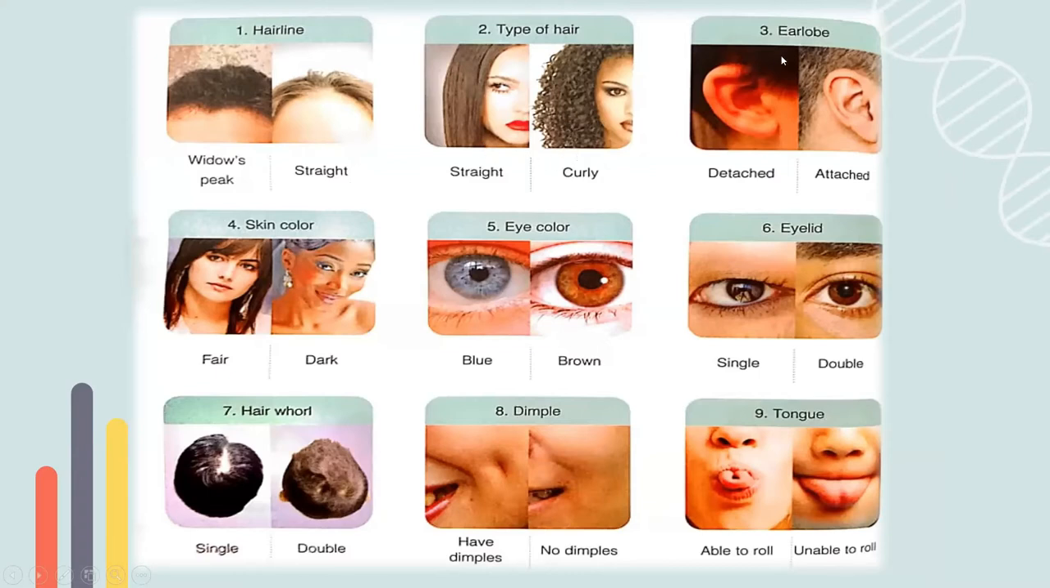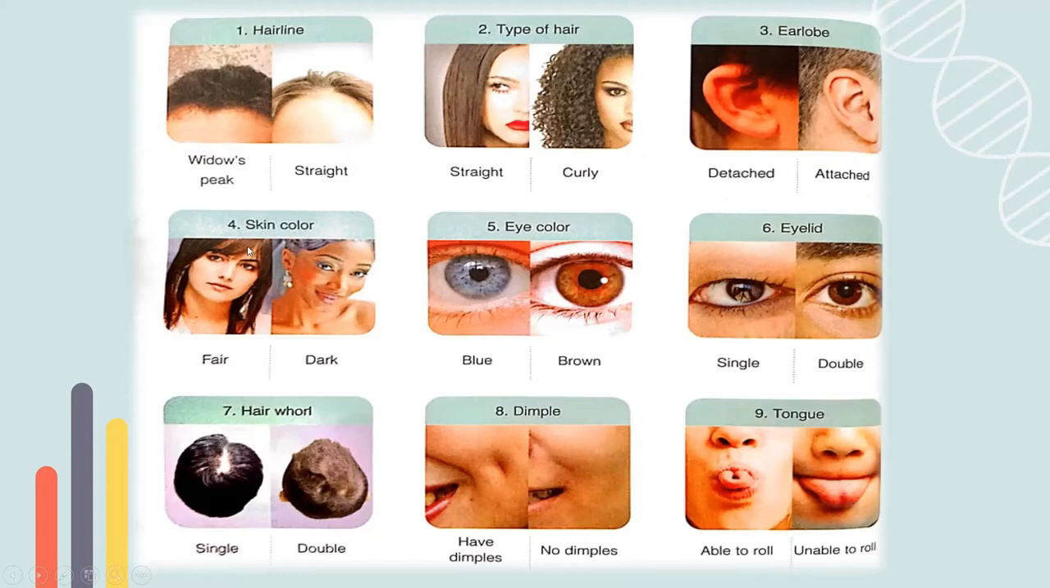Next, number three, we have the type of earlobe. We have detached earlobe, meaning unattached from the side of your head. We also have attached earlobe, meaning it is connected directly to the side of your head. So which type of earlobe do you have? Do you have detached earlobe or attached earlobe? For me, I have detached earlobe.